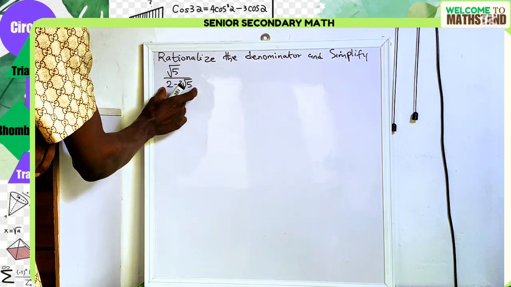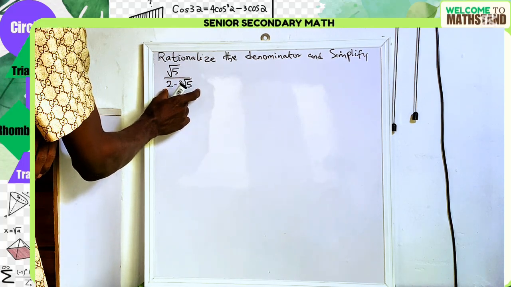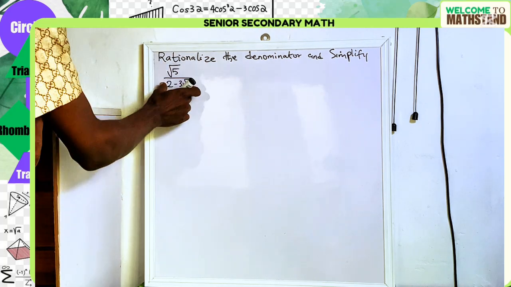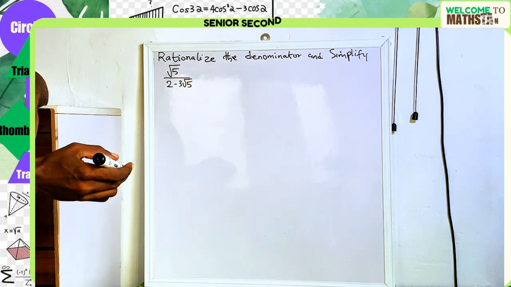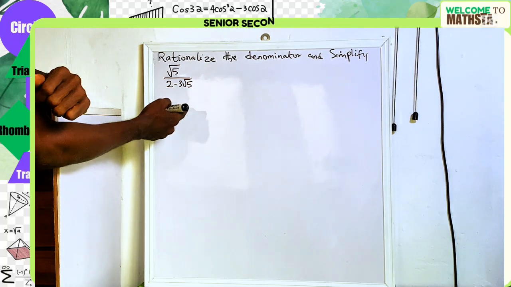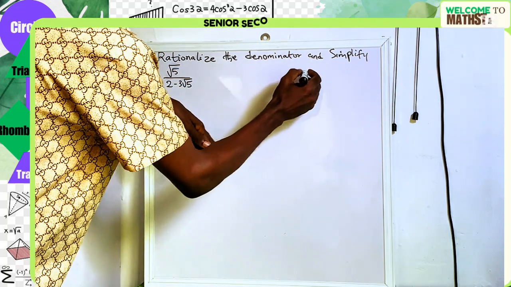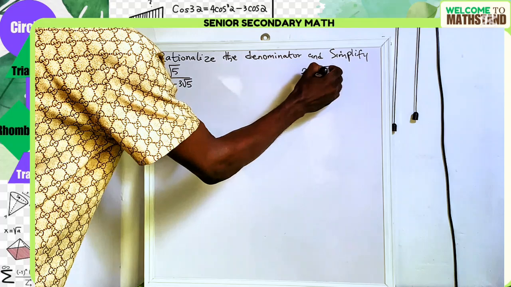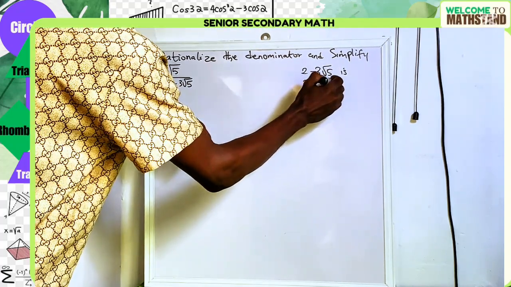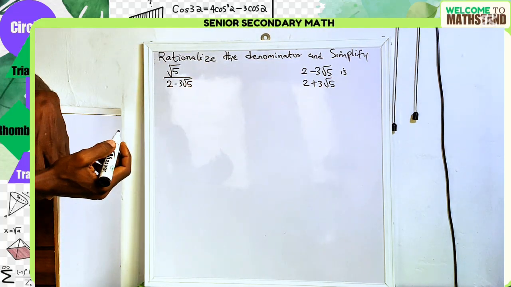We multiply this denominator, the irrational form, by its conjugate. The conjugate of this irrational is another irrational that, when you multiply both of them, changes the irrational to what? A rational number. So the conjugate of 2 minus 3√5 is 2 plus 3√5. So we can see the sign changes. That's the only thing that is changing.